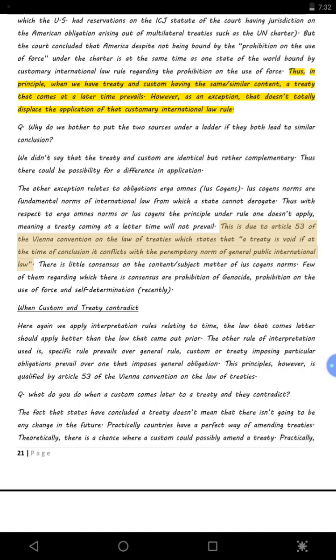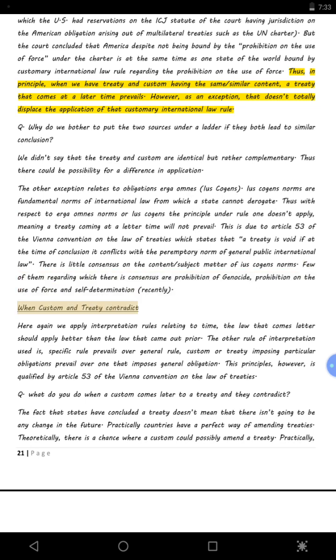This is due to Article 53 of the Vienna Convention on the Law of Treaties, which states that a treaty is void if at the time of conclusion it conflicts with a peremptory norm of general public international law. There is little consensus on the content and subject matter of jus cogens norms. The few regarding which there is consensus are prohibition of genocide, prohibition on the use of force, and self-determination.